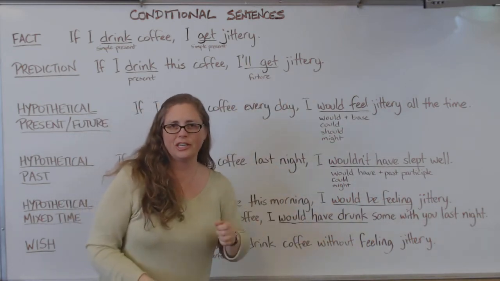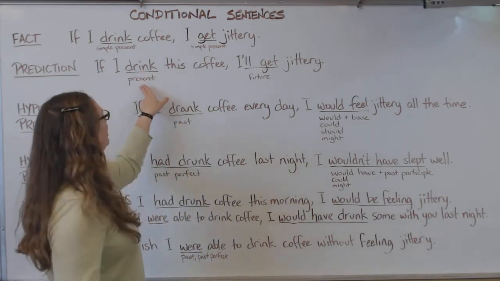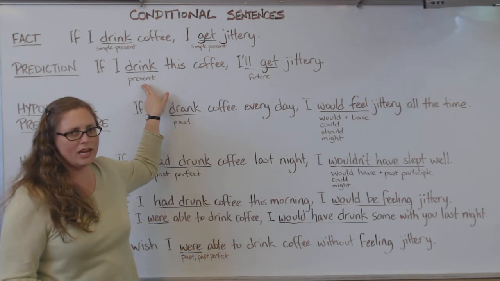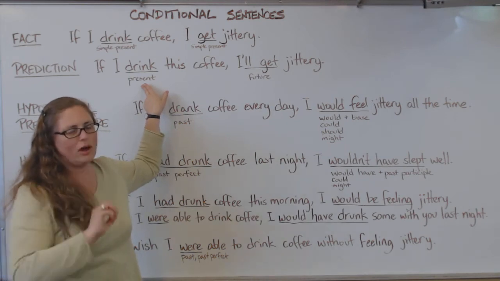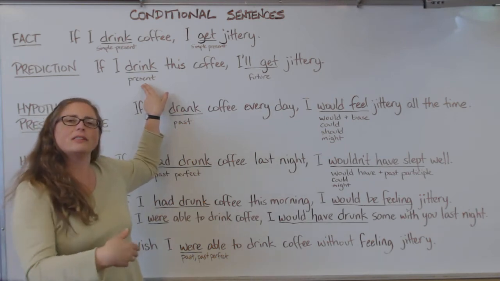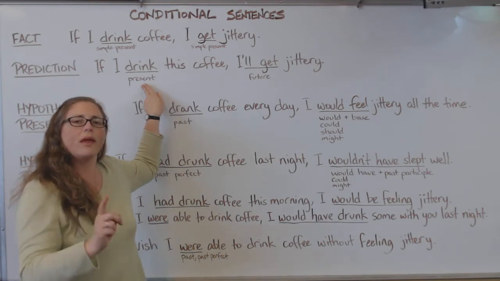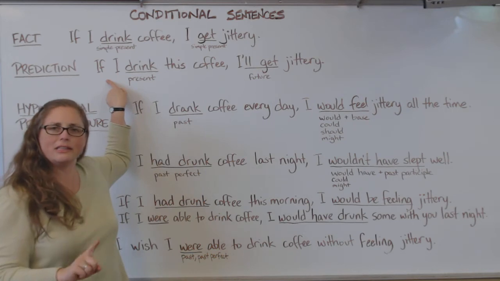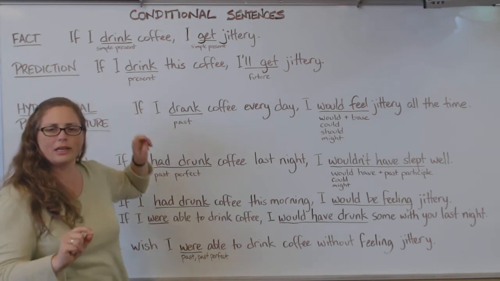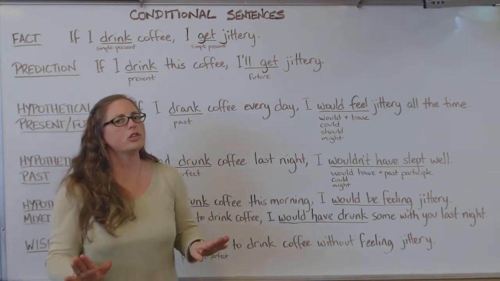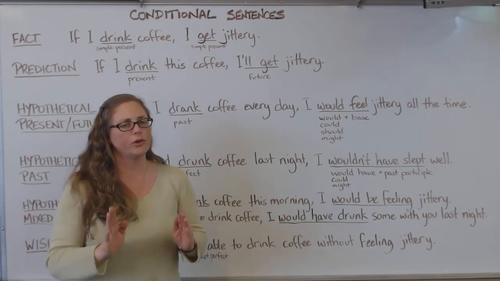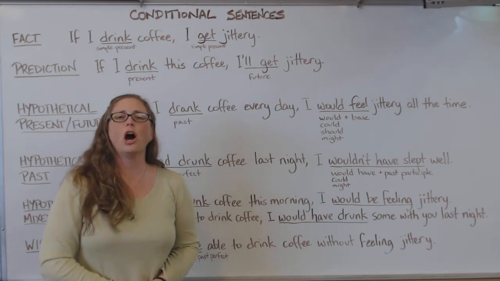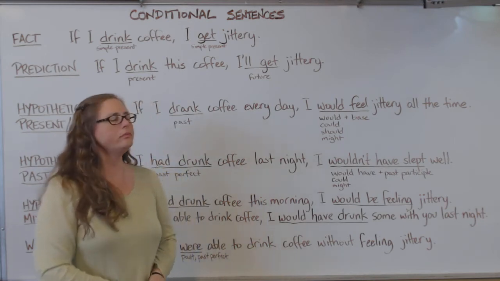So what's different here? The condition again is using the present tense. This might seem a little strange because I'm not drinking the coffee right now. This is talking about the future. However, when you have a condition clause in English, you cannot use a future verb tense. We use the present tense to talk about the future.